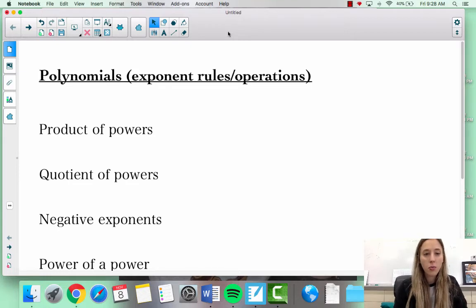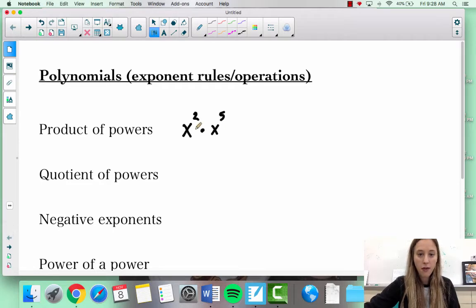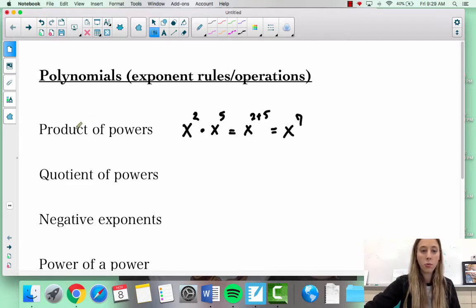So the first rule we're going to be talking about with exponents is called our product of powers. What this means is that you have two terms with an exponent, so for example x squared times x to the fifth, and if I'm multiplying the two terms together, then I'm going to add my exponents. So x squared times x to the fifth would be the same as x to the 2 plus 5, which is x to the 7th. Okay, so product of powers, so multiplying two things with exponents.